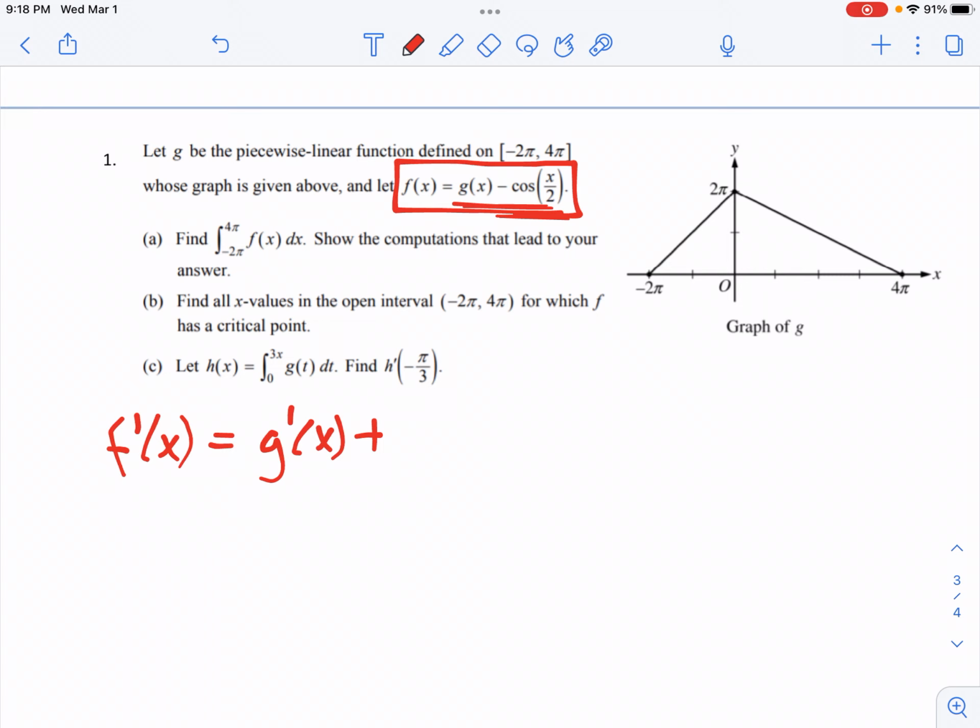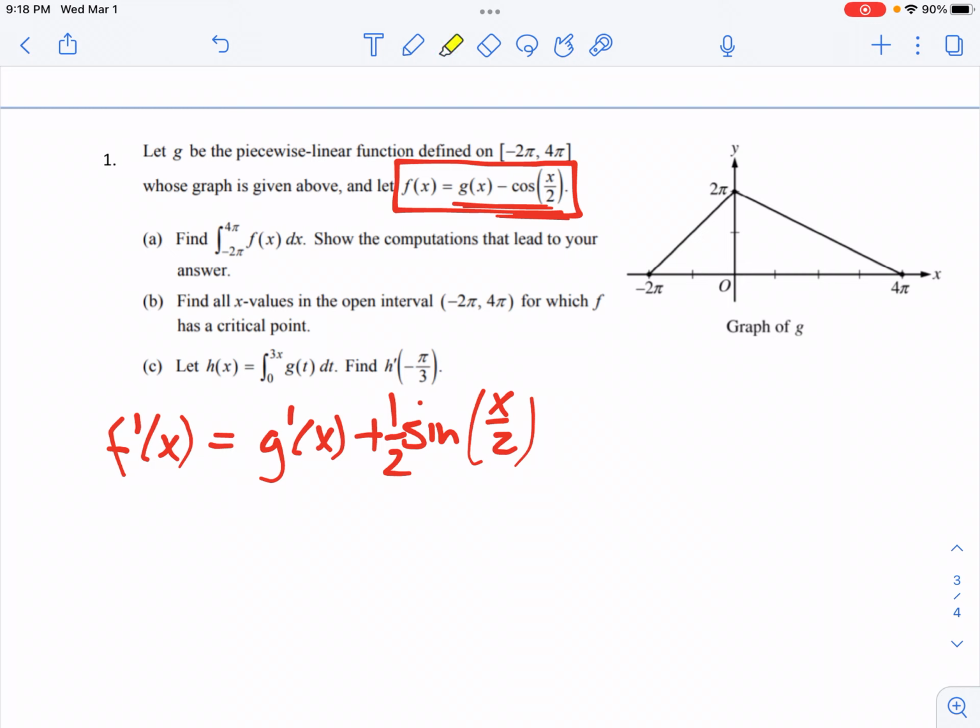I take the derivative of the outside leaving the inside unchanged, so that's the derivative of cosine, that's negative sine, so that means it's plus sine of x over 2 times the derivative of the inside, that's a 1/2. So I need g prime of x plus 1/2 sine x over 2. Okay, here's a tough part.